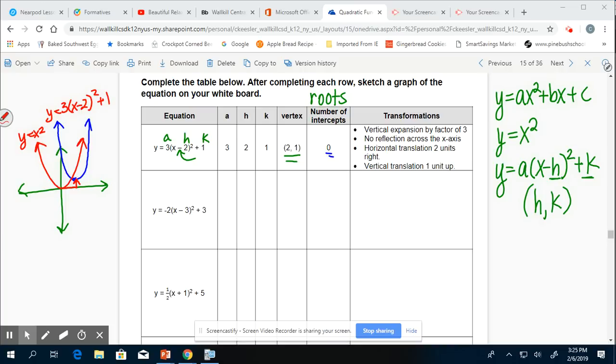So you're going to now go ahead and look at all of the other examples, coming up with the a value, the h value, the k value, the vertex, drawing a sketch on GoFormative, figuring out the number of intercepts, and then describing the transformations.